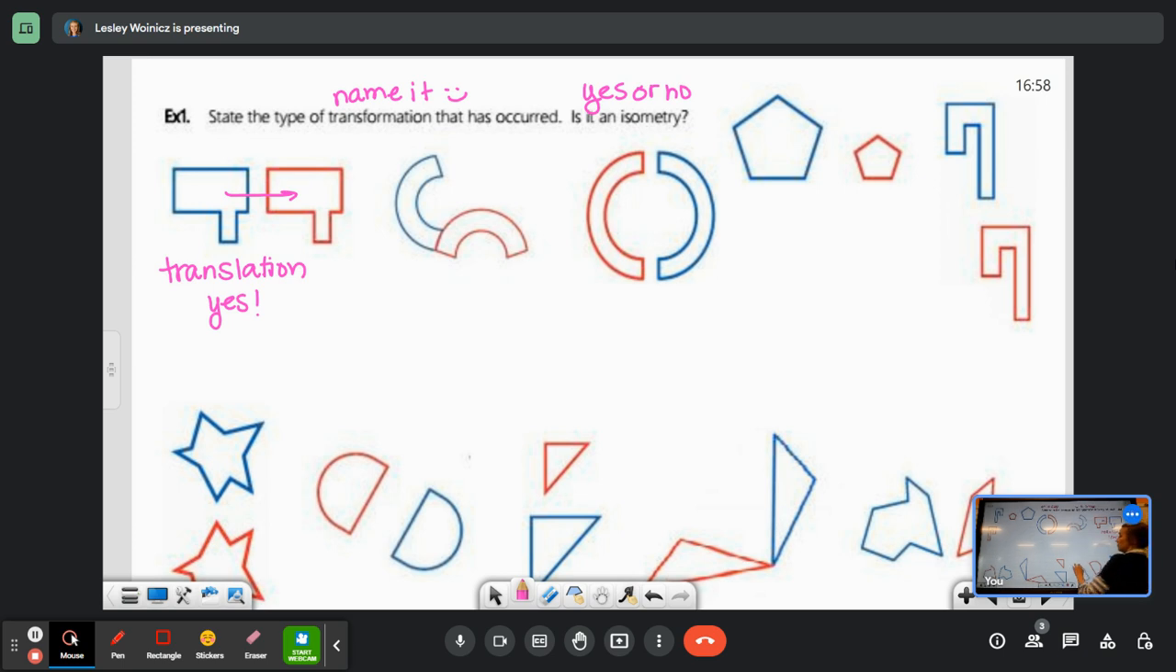Okay, next up, you can see that this figure got rotated around that point. So this is a rotation. It's the same size, it's the same shape, those angles look the same, the arc lengths are the same. So this is also an isometry because it produced a congruent figure to the pre-image.